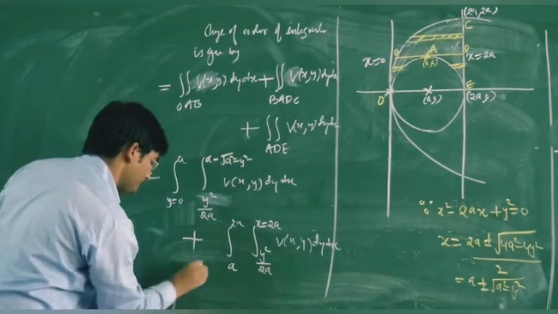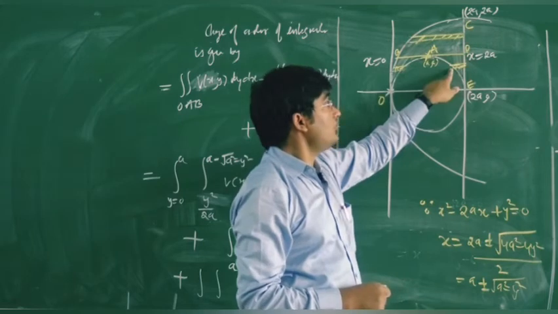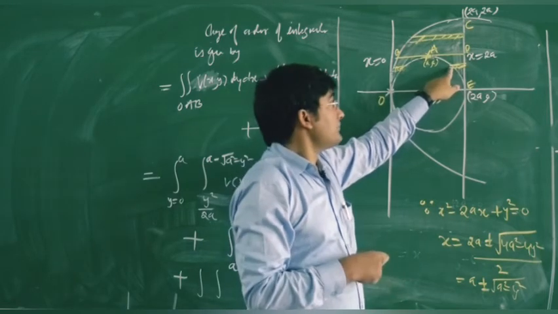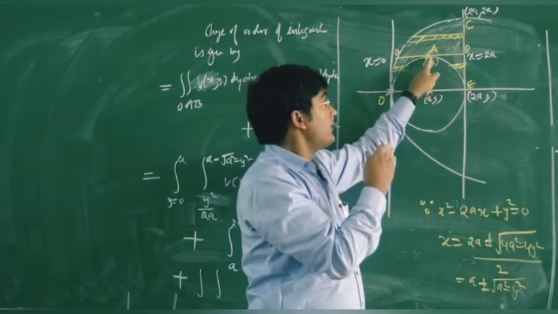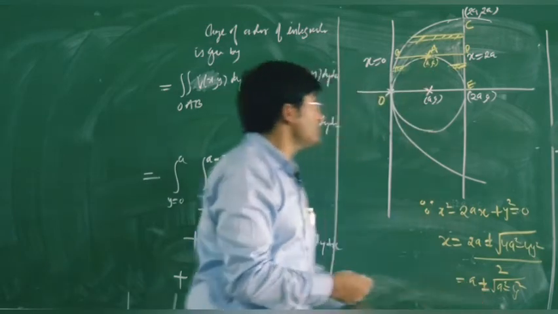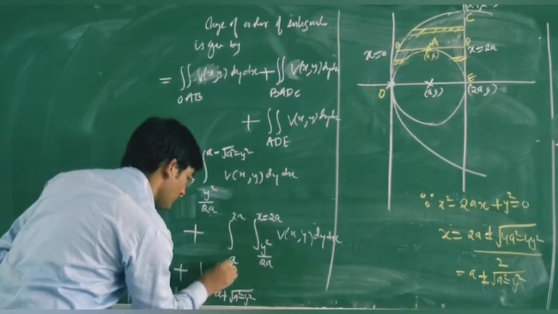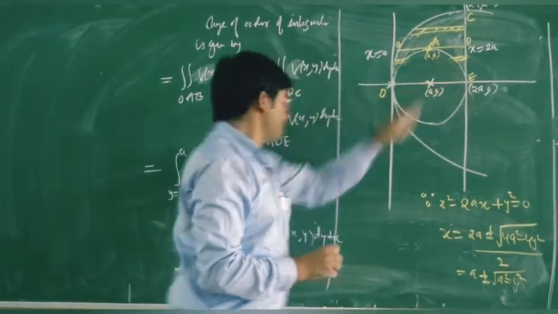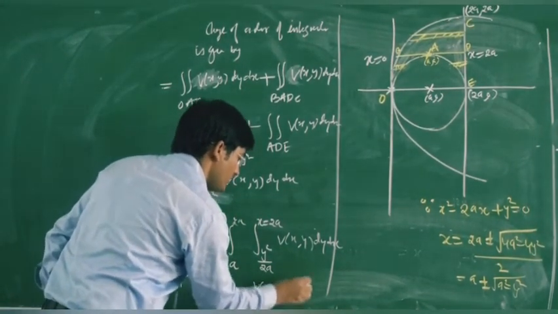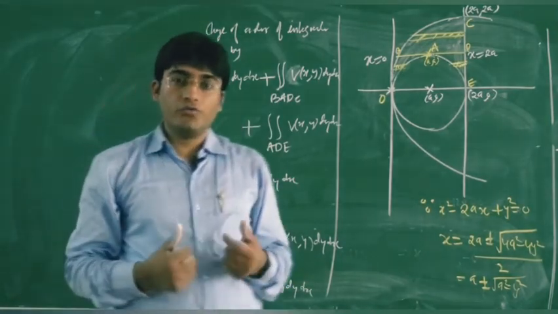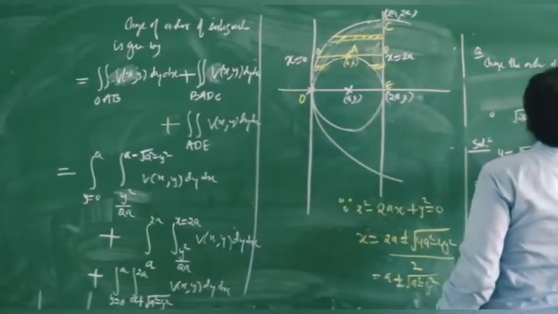Then for the third part, that is for this part, ADE, your x will be from this left point. Now this left point is on the circle, and as the value of x is more than a, we will take the plus sign here. So we will have x equal to a plus under root a square minus y square to 2a, and the value of y will be from 0 to a, and then we have f(x,y) dy dx. This is the required change of order of integration of this problem. Now our last problem is to change the order of integration.